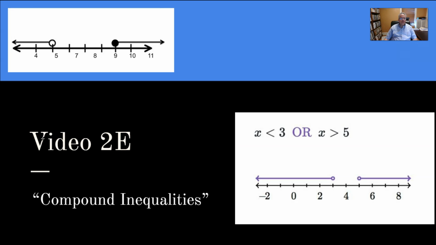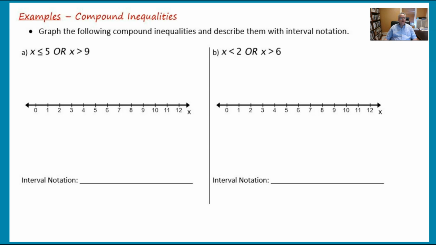Okay, let's get started with a few examples. Our mission is to graph this compound inequality and then show how to write it in interval notation. This won't be hard at all. This says x is less than or equal to 5 or x is greater than 9. The word or means we want to graph any value of x that belongs to the left inequality or the right inequality or both. Turns out no values of x belong to both.